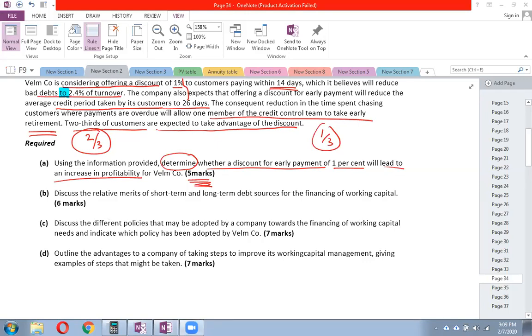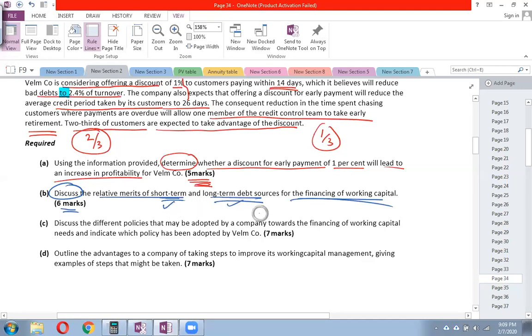Okay, now part B of the question, discuss relative merits of short-term and long-term sources of finance. You remember, I told you that's how they test it, right? What's the benefits of short-term finance and what is the benefit of long-term finance, right? For 6 marks, so much easy 6 marks. You simply have to see it from your notes. If you remember in your previous lecture, we discussed it, benefits of short-term finance and benefits of long-term finance.